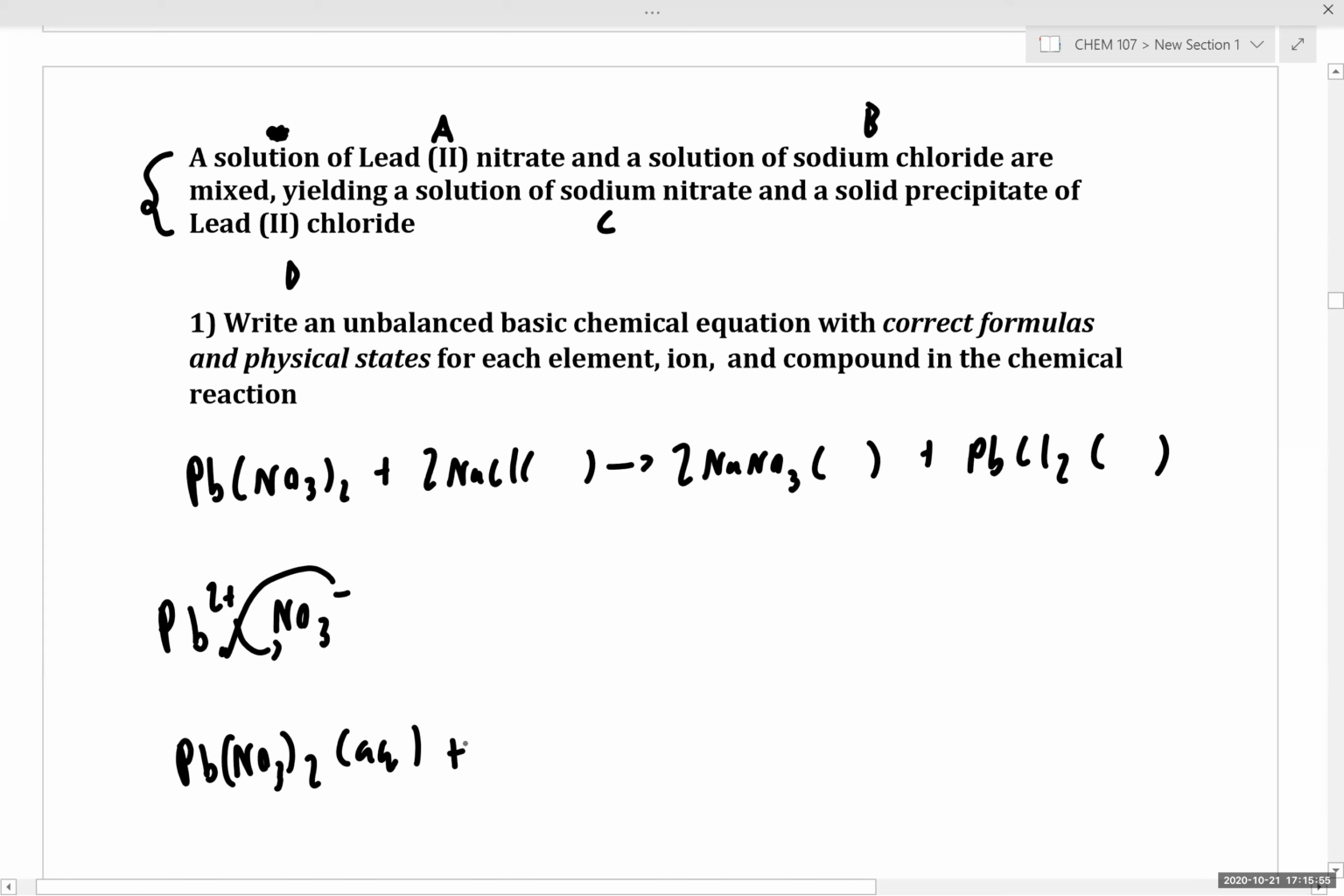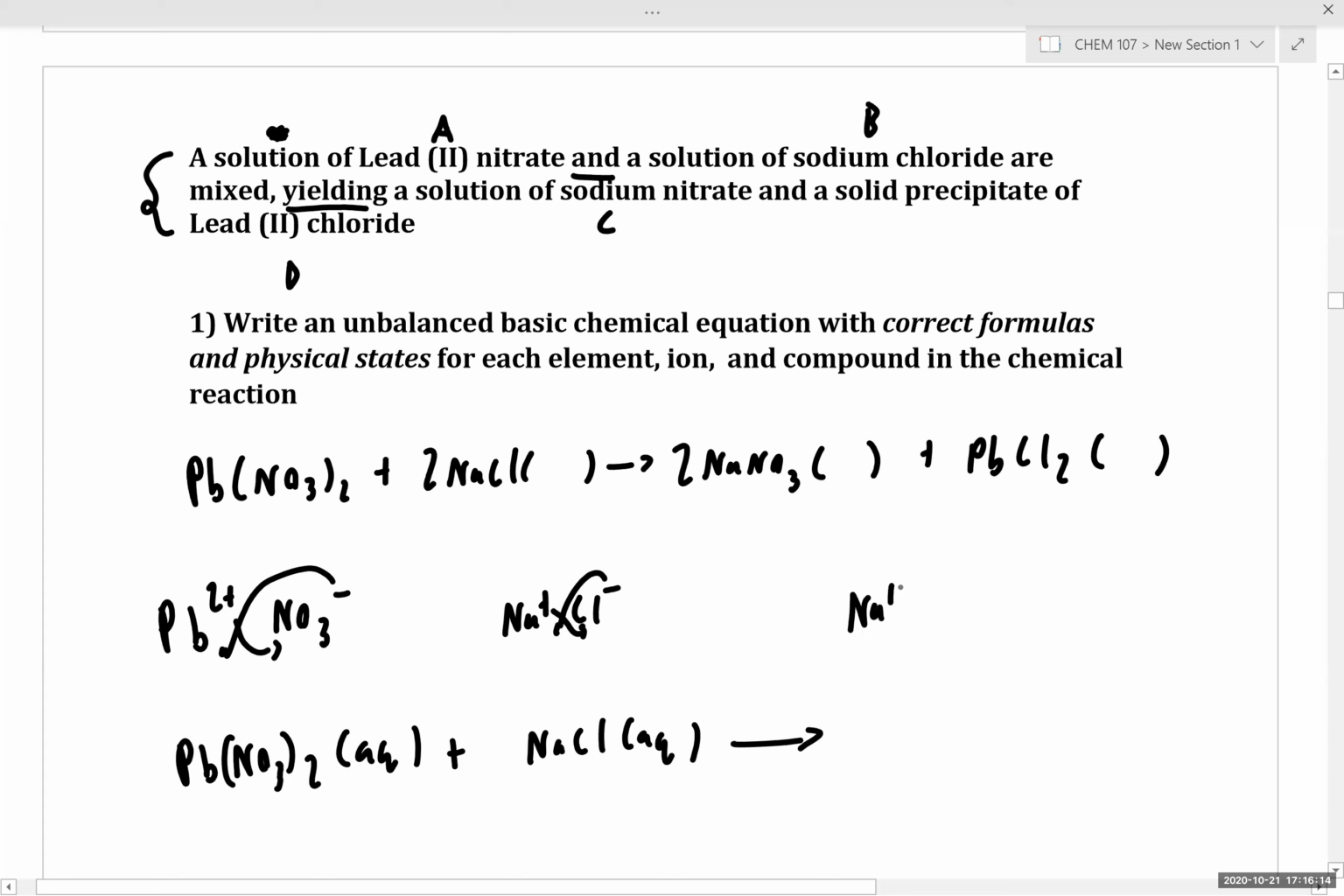So for sodium chloride, we have sodium plus and Cl minus. We cross our charges and that gives us NaCl aqueous. The "and" symbol tells us we put a plus. Yielding tells us we draw a reaction arrow.